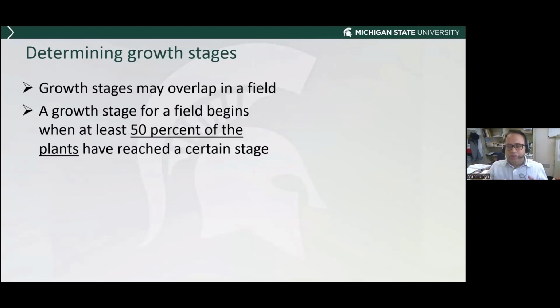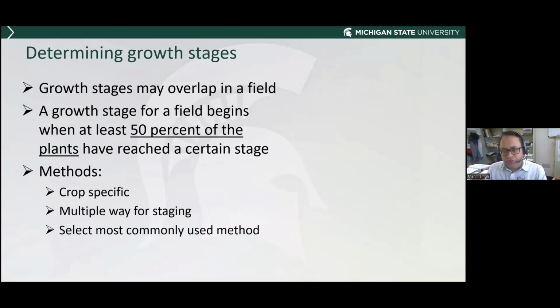Again, the way we stage a plant, it's at a plant level. Out in the field, we have a lot of plants, right? So that means we probably will have an overlap of stages out in the field. Our rule of thumb is that we call a field at a given growth stage when at least 50% of the plants have reached a particular stage. All right. So we recommend folks go out and scout at multiple spots within a field and then assess a growth stage based on if we have had 50% of plants at that growth stage.